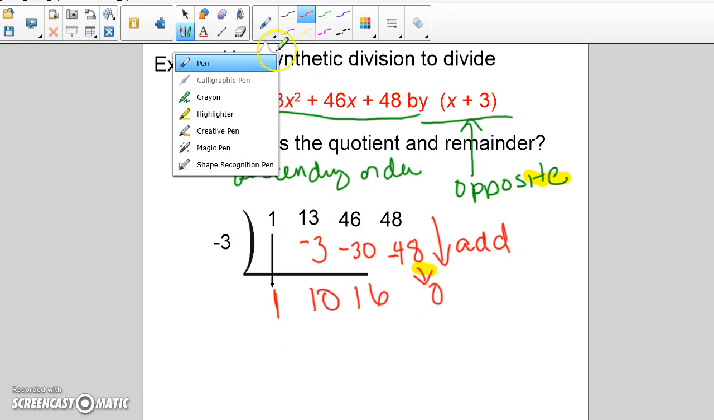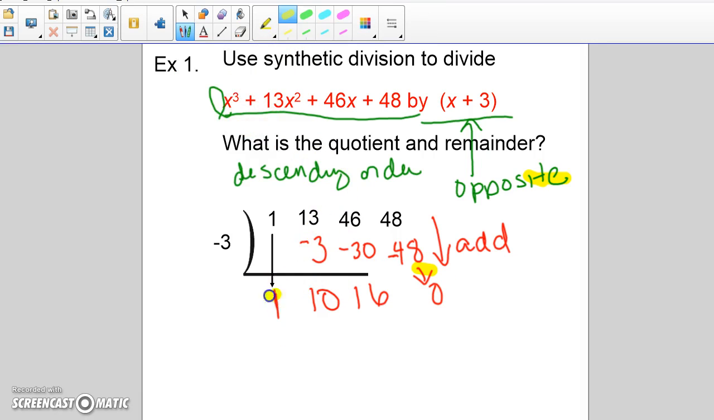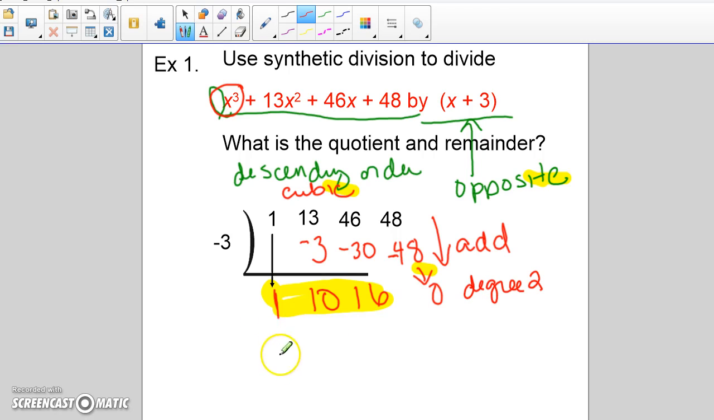So if you look, this answer right here is just 3 numbers. Doesn't kind of make any sense. But if we go back and say, what is my original equation? It was a cubic. My answer is going to be 1 degree less. So my answer is going to start with a degree of 2. So I can write this as 1x squared plus 10x plus 16.